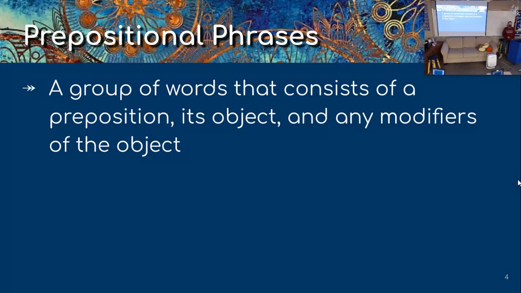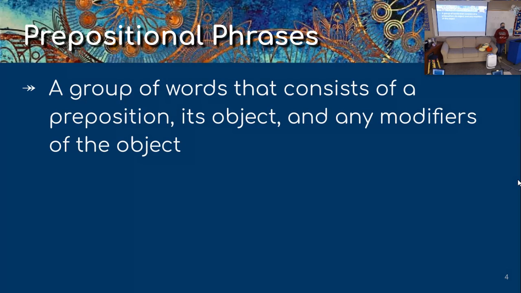Prepositional phrases are groups of words that will always start with a preposition. Prepositional phrases always 100% of the time start with a preposition, and then they have to end with what's called the object of a preposition. The object of a preposition is always going to be a noun or a pronoun. So, prepositions will always be followed by a noun or a pronoun that's part of the prepositional phrase.